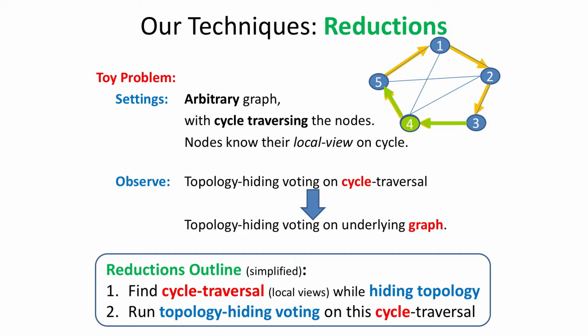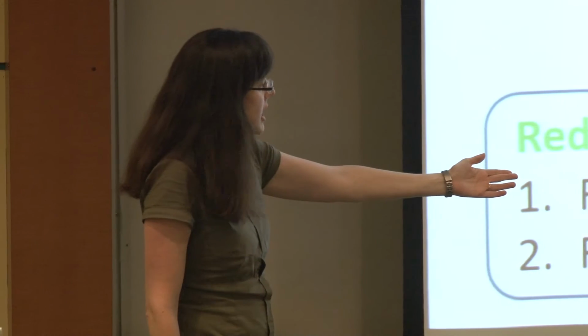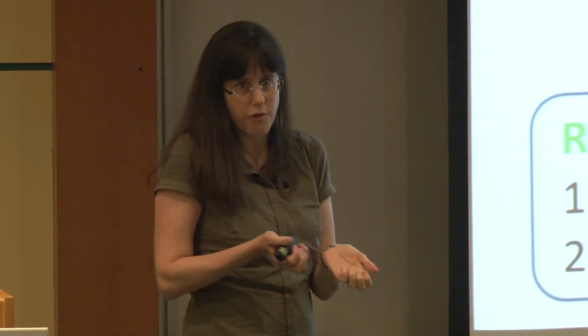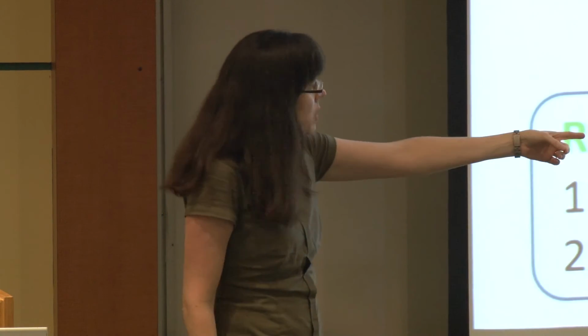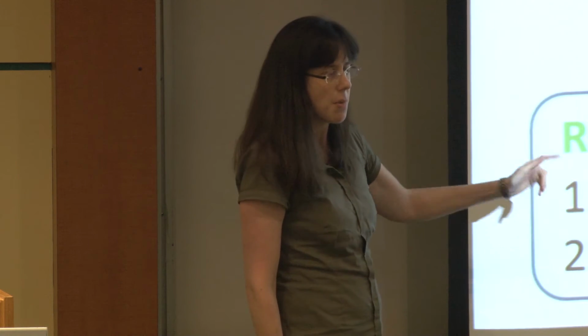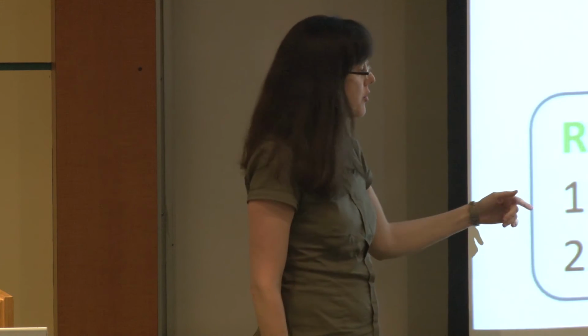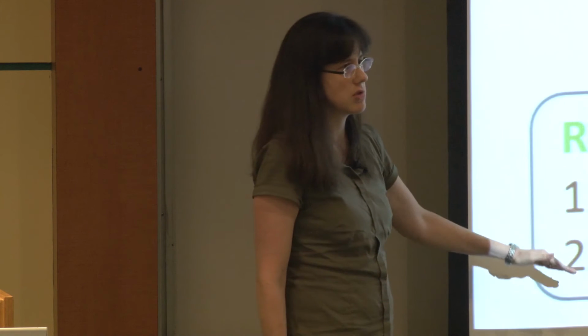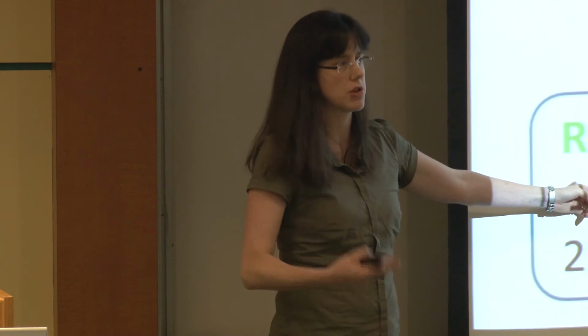And this is the high-level idea for the reduction. We're going to find a cycle traversal and then run topology hiding voting on that cycle traversal. Now, of course, we need to reveal only local information, and we have to do it in a topology hiding way. And this is a somewhat simplified view that would actually work for our result for trees, but when I go to the result for small circumference graphs, we can't really separate these two steps, because already the cycle traversal would reveal information that's not topology hiding.